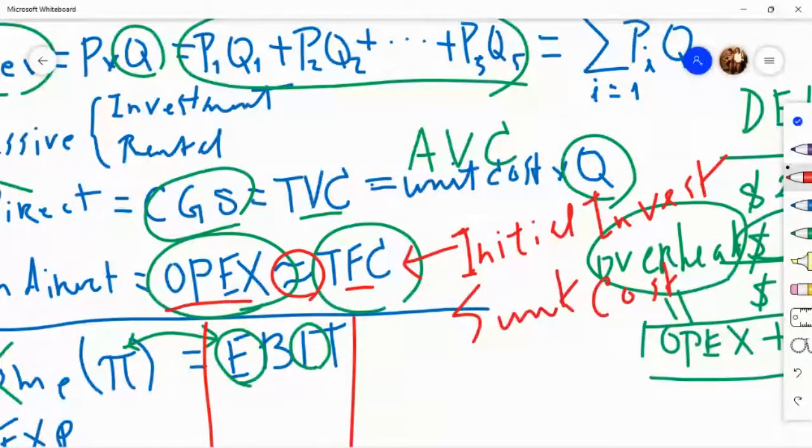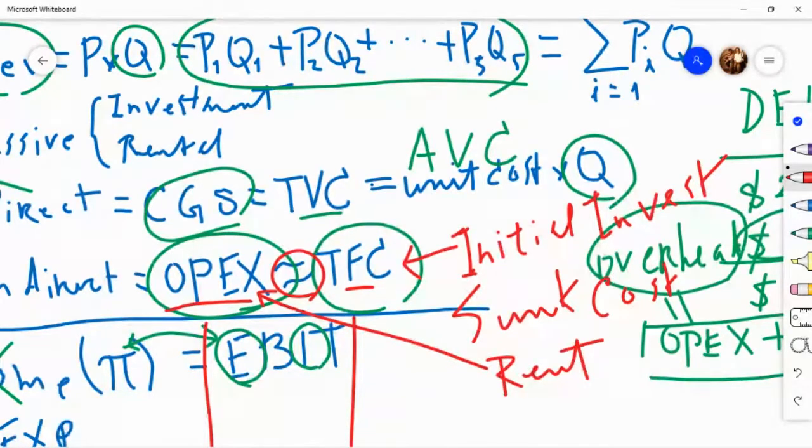And then what they are focusing more on is something like day-to-day operating expenses that don't change with the quantity. In other words, in accounting, they focus more on something like rent.